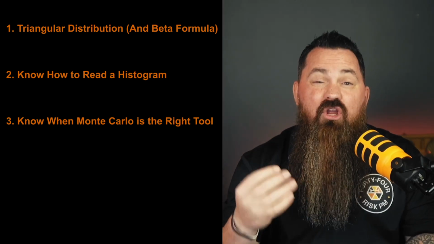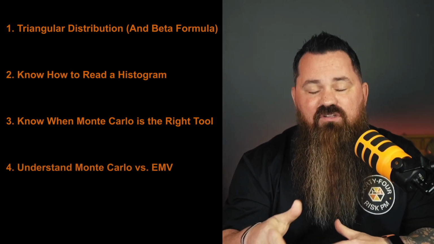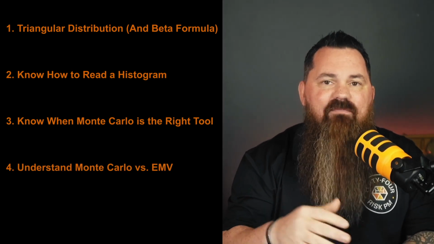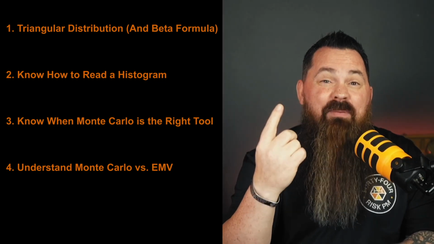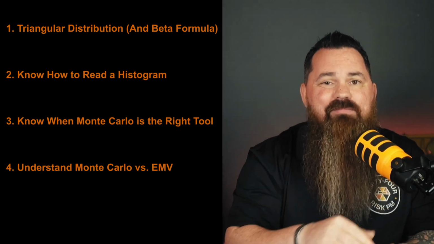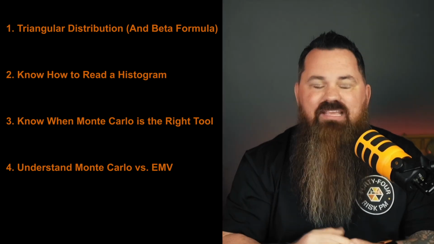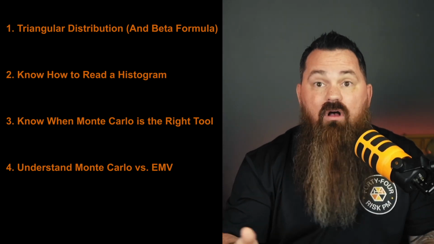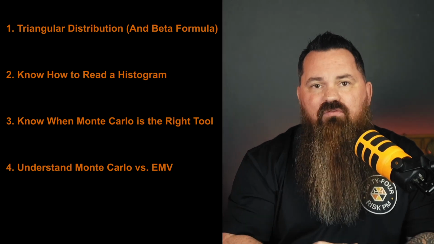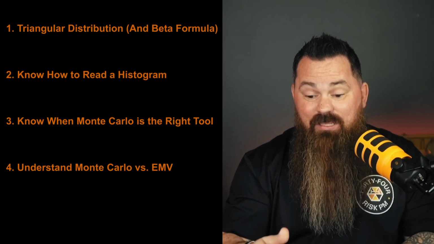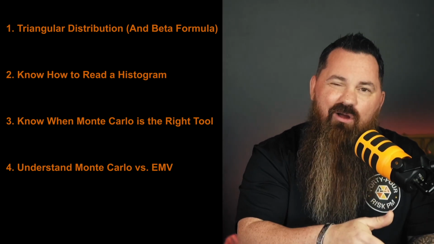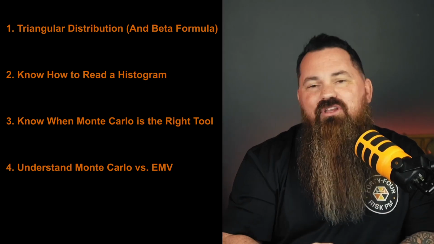And then 4, know how Monte Carlo differs from EMV. EMV is going to give you one expected value, probability times impact. Monte Carlo gives us a distribution of outcomes. EMV is simpler overall. Monte Carlo is more powerful. Both are going to be tested on the PMP and the RMP, more on the RMP side, so know when you're going to use each one.